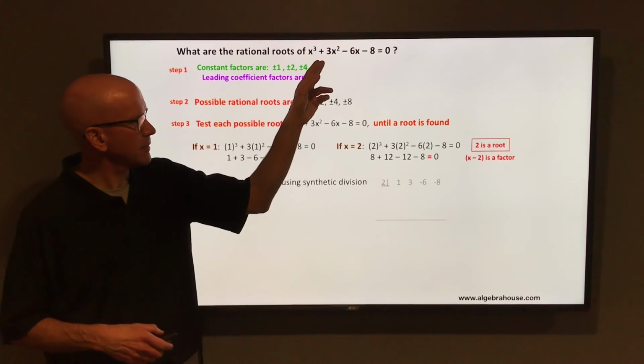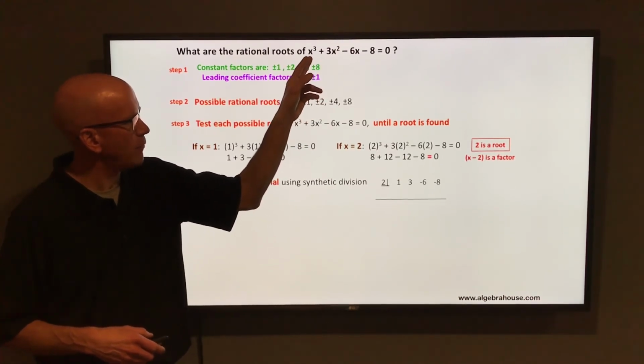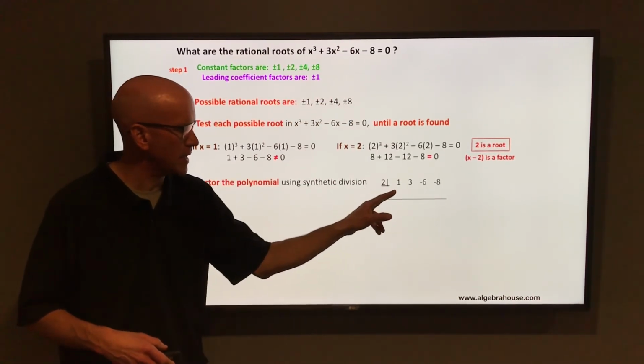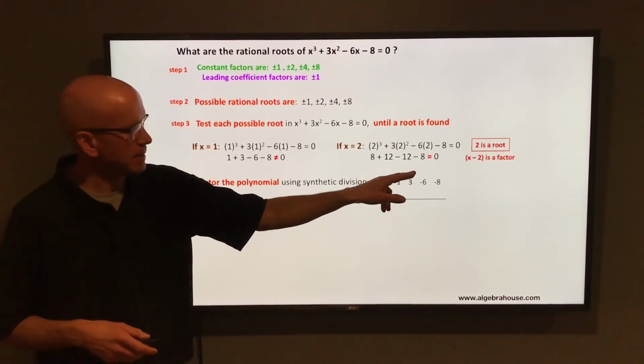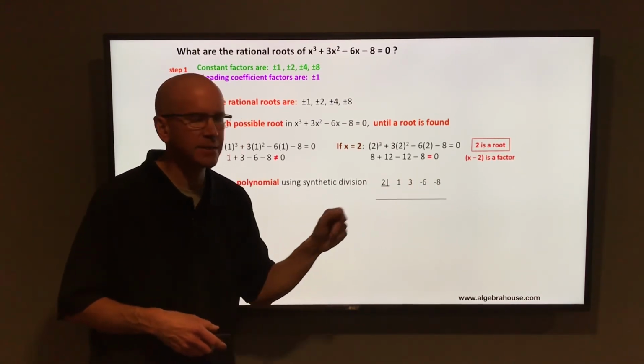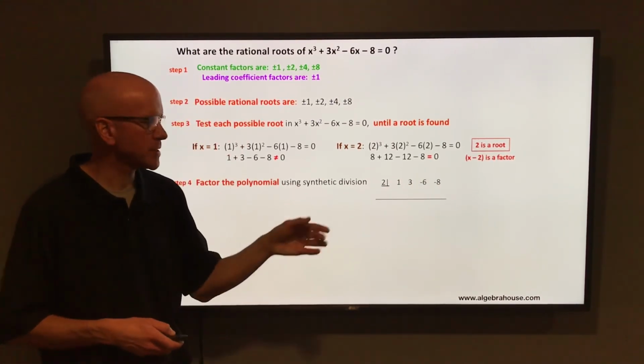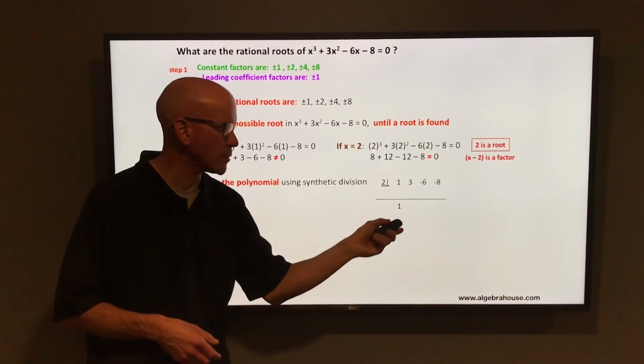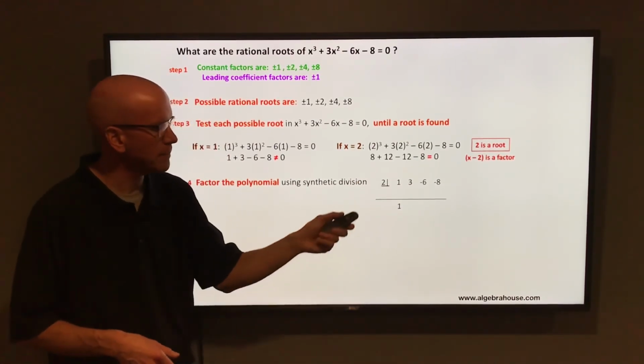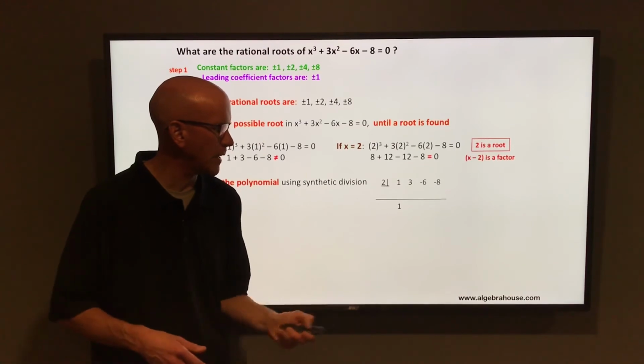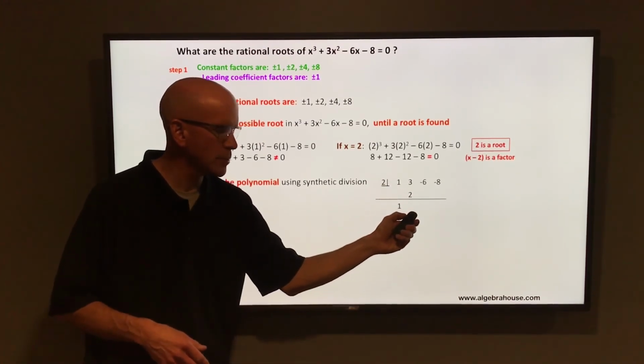I'm going to use synthetic division, list the coefficients of 1, 3, negative 6, negative 8. And then since I'm dividing by x minus 2, a positive 2 goes in the box. Now proceed with synthetic division. Bring down that first coefficient. So bring down the 1, back to the box, multiply 2 by 1, that is 2. And then add 3 and 2, that is 5.